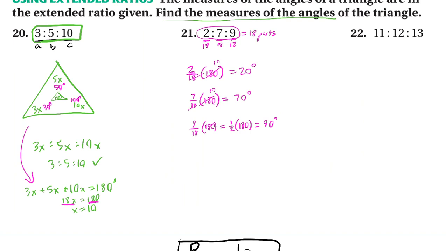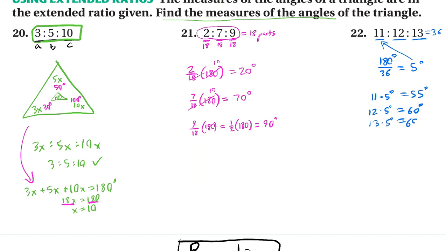What people will do is go, well, okay, if I add all these up, that's 36 total parts. So then they do the step: well, what's 180 degrees divided by 36? That's equal to 5 degrees. Then they go, okay, so this is just 11 times 5 degrees, and that's 55. The second one is 12 times 5 degrees is 60 degrees. And the last one is 13 times 5 degrees is 65 degrees.